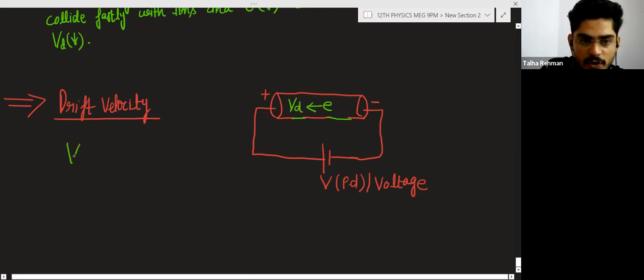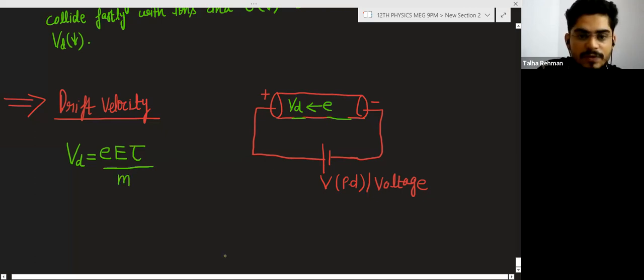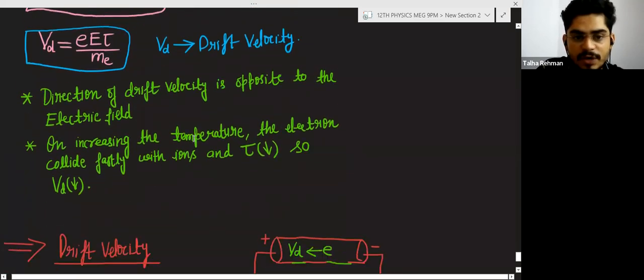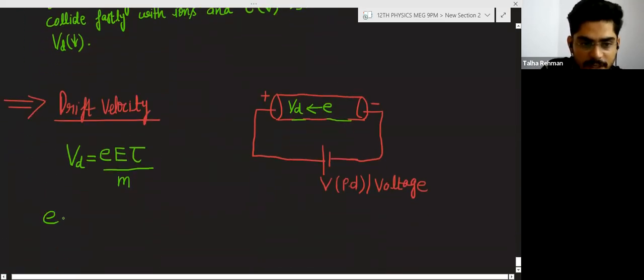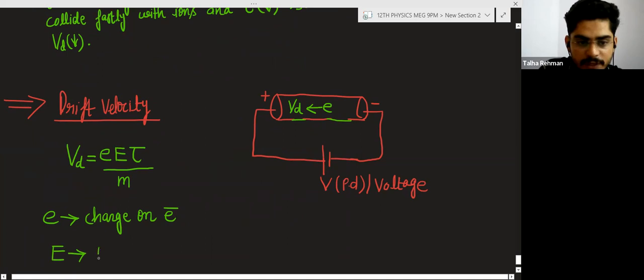And the formula of drift velocity is: e is the charge on the electron, E is the electric field generated, or the external electric field, tau is the relaxation time, divided by m. m is the mass of the electron. Earlier I wrote me, now I am writing m. So e is the charge on the electron, and E is the electric field.